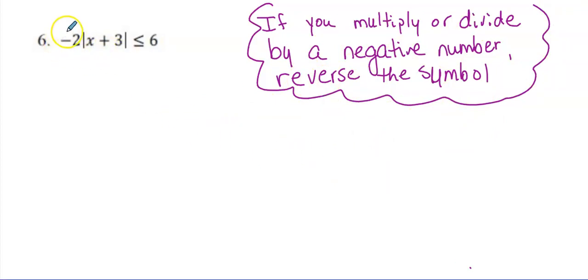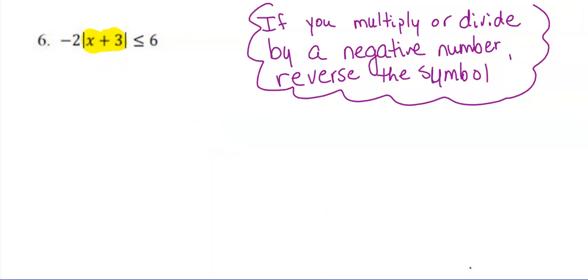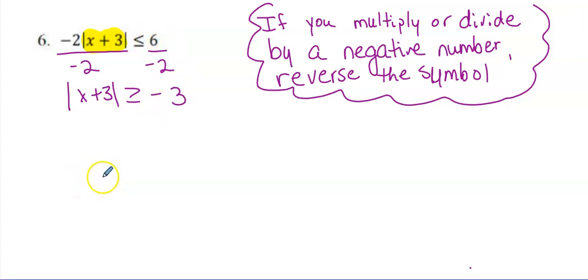Here I'm getting ready to divide by -2. So again, I want to get this by itself. So that means I need to divide by -2. When I divide by a negative number, I got to switch this and make it greater than. So absolute value of x plus 3 greater than -3. This is always true. All positive numbers are greater than -3. So if you end up with one like this, where anytime you've got a negative number over here, it's either going to be no solution or all real numbers. So an absolute value is always greater than -3. So this is always true.